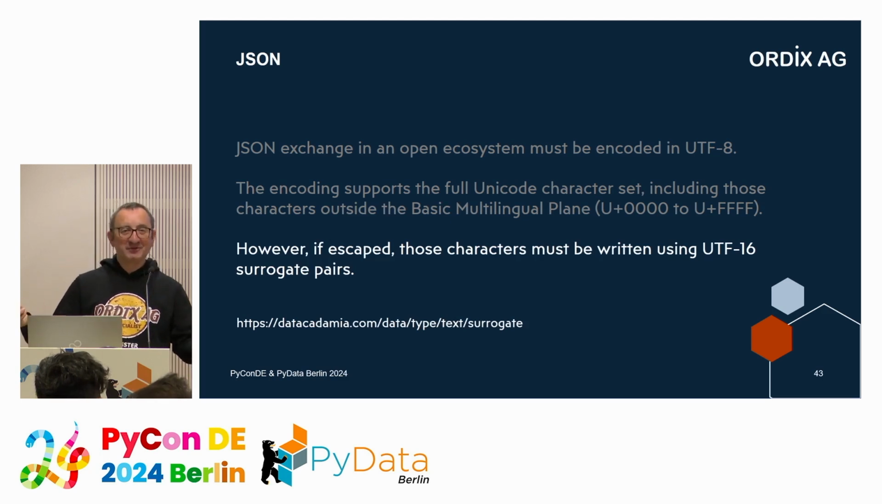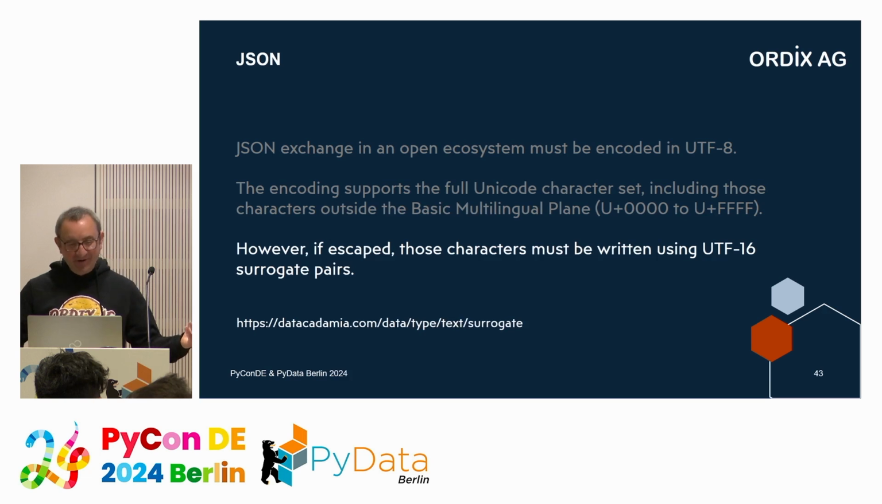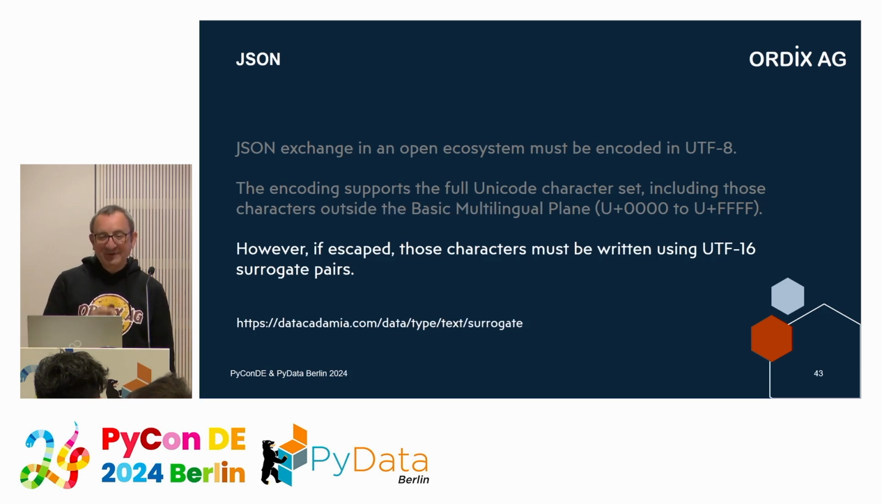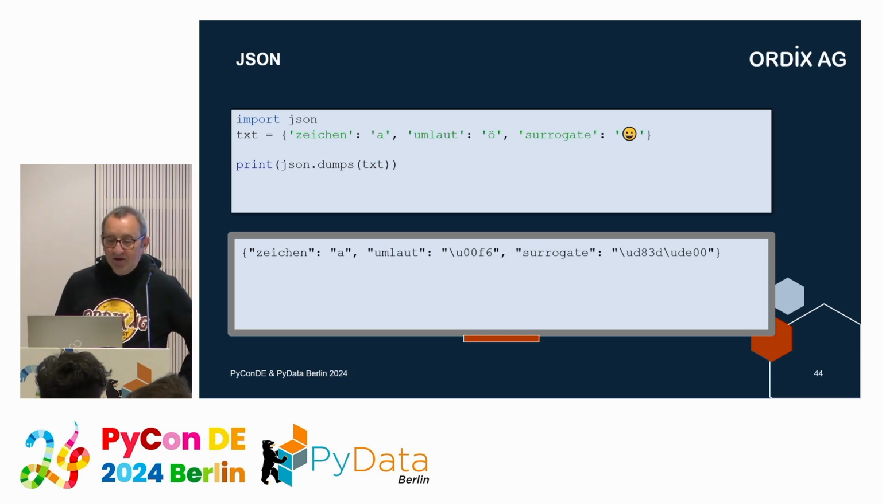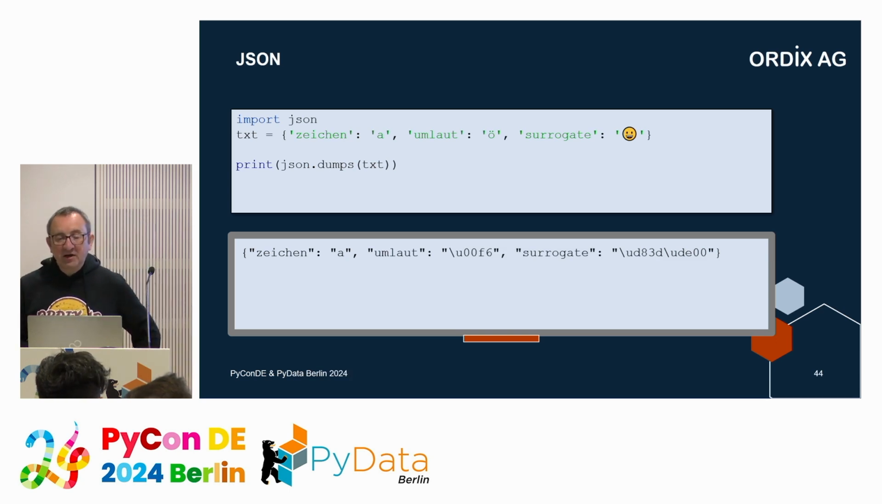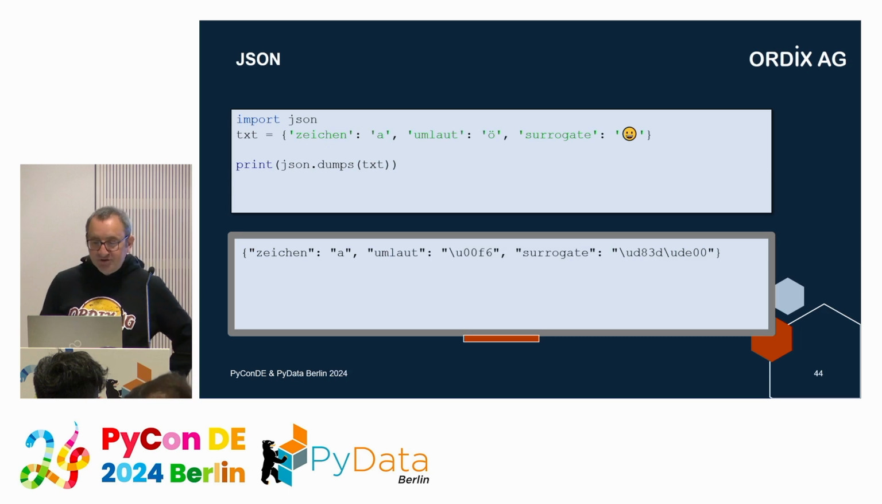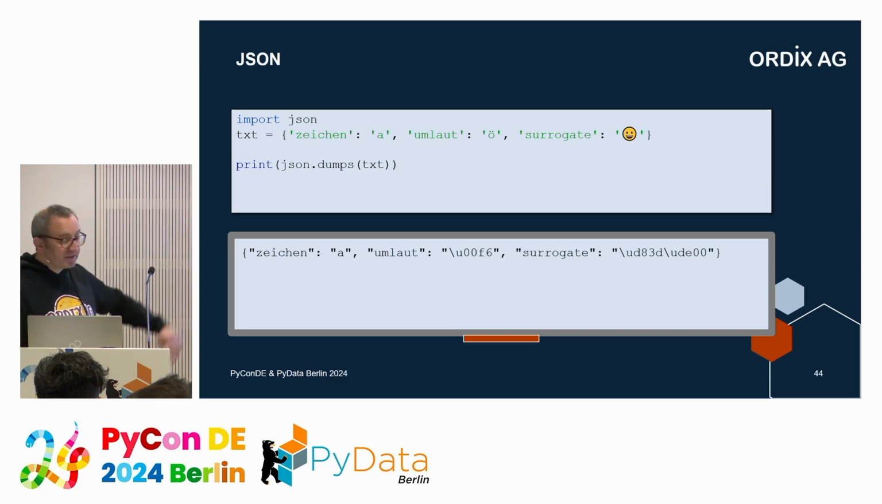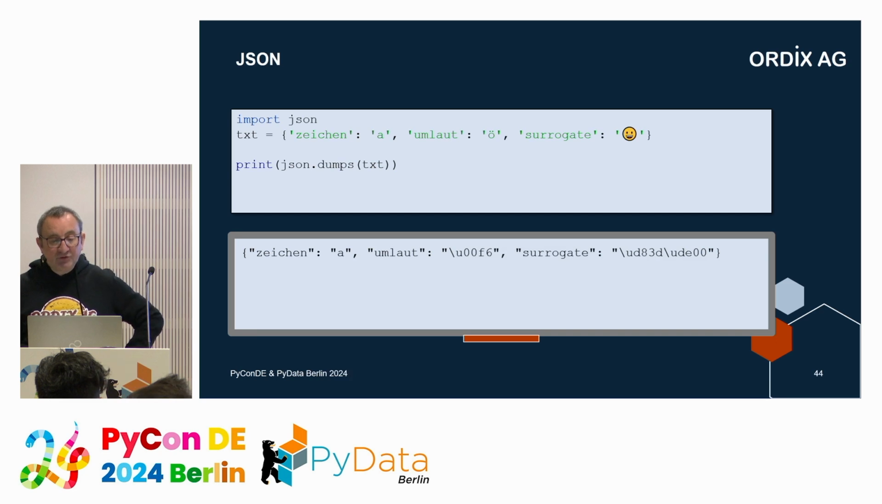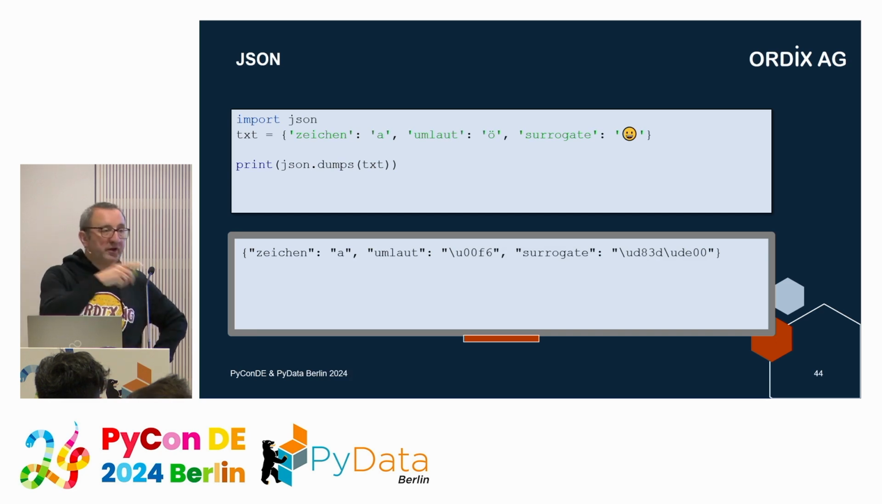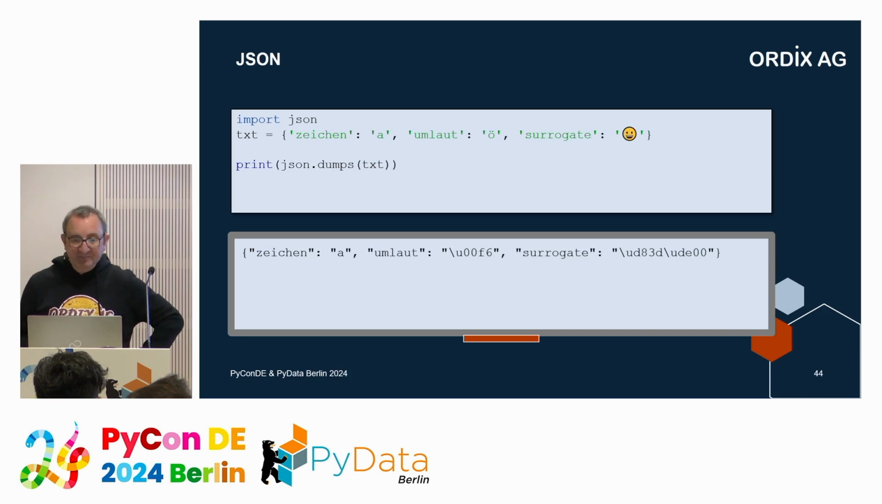I haven't seen that ever before this presentation. I don't know if you know that. Let's have a look. What does it mean? If you have a dictionary with pictures or emoticons, and you dump it with json.dumps, with a little s for dump string, then you see a surrogate pair, UTF-16. And this works with every JSON-compatible reader and writer.